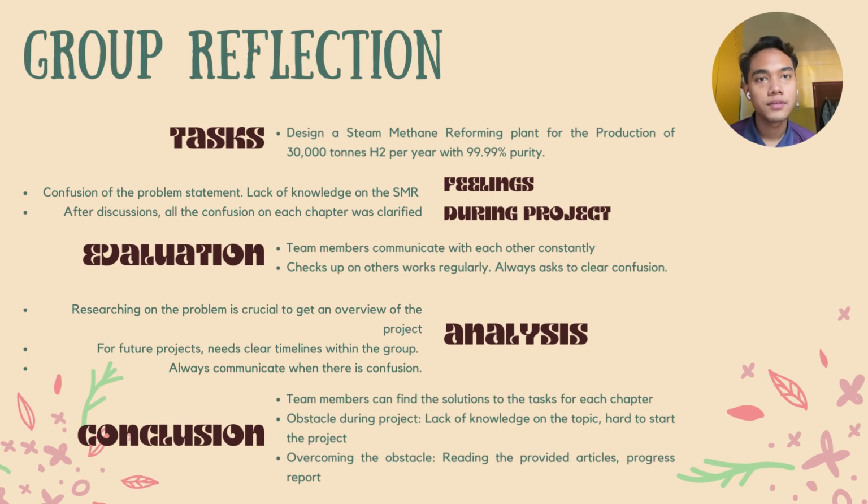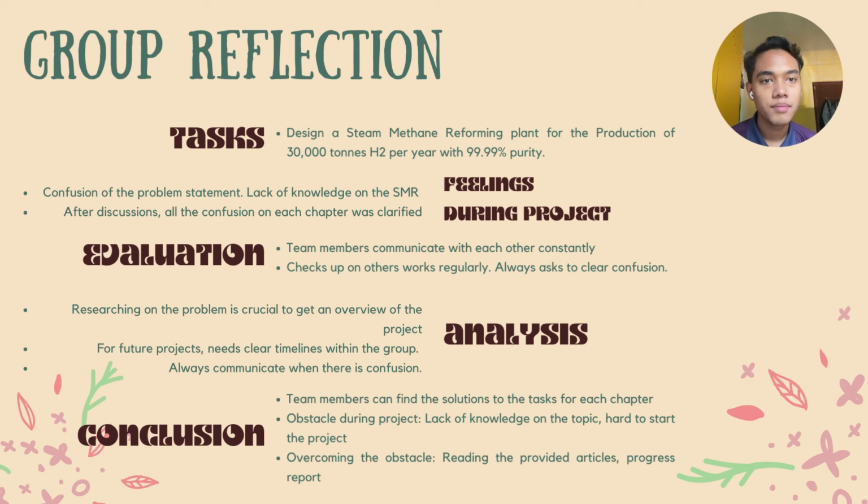Now for the group reflection. First of all, we needed to design a steam methane reforming plant for the production of 30,000 tons of H2 per year with 99.99% purity. During the project, we felt confused by the problem statement and lacked knowledge on the SMR plant. After a few discussions, the discussions on each chapter were clarified. As an evaluation, the team members communicated with each other constantly on the project, and we also checked up on others' work regularly and always asked to clear confusion.